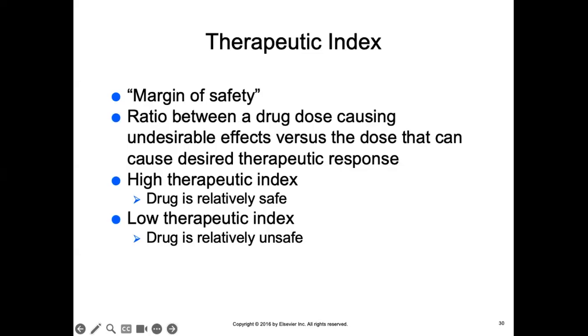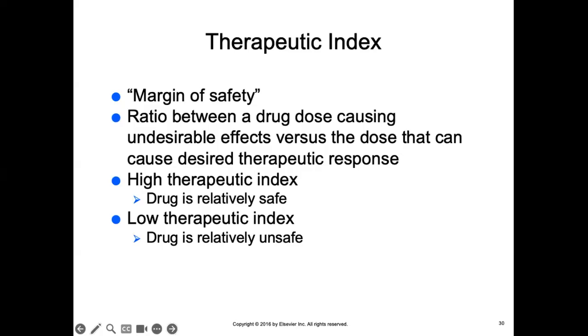The margin of safety or therapeutic index is the amount of drug that's going to produce the therapeutic effect versus the amount of drug that can produce a harmful effect. And so what you want is a large therapeutic index. For a drug to be safe, the highest dose necessary to produce a therapeutic effect has to be lower than the lowest dose required to produce death. That measurement of death is called the LD50, lethal dose 50%. That's the amount of a drug that would kill 50% of the participants.